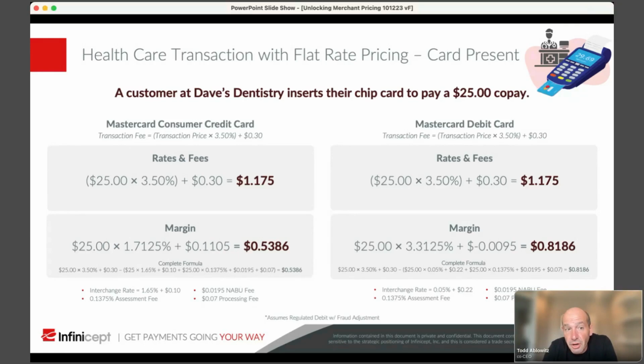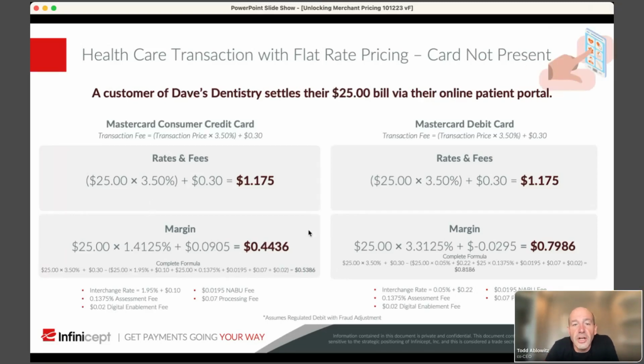And by the way, this is a MasterCard credit card and a MasterCard debit card. And so they're going to set interchange rates a little different than Visa will do. So this MasterCard debit card, we charge the same amount, 3.5% and 30 cents, because this is flat pricing. So the merchant pays the same amount, but it's higher margin for the embedded payments provider.